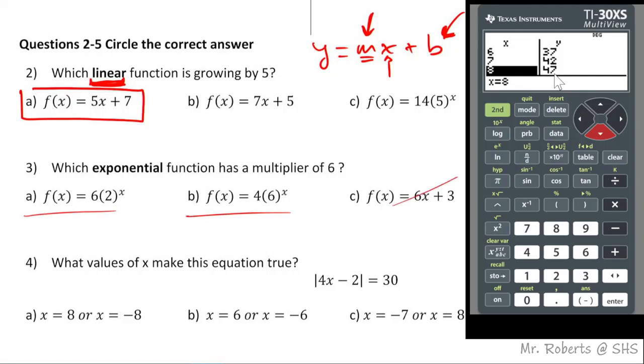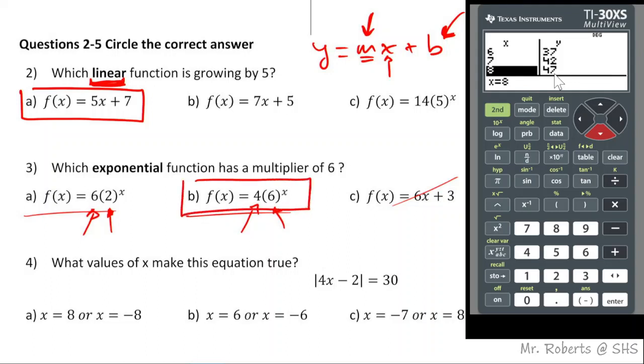For A, I am multiplying by 2. As x increases, it multiplies by an additional 2, and my 0th term is 6. For B, my 0th term is 4, and I'm multiplying by 6s. So B is my correct answer here.